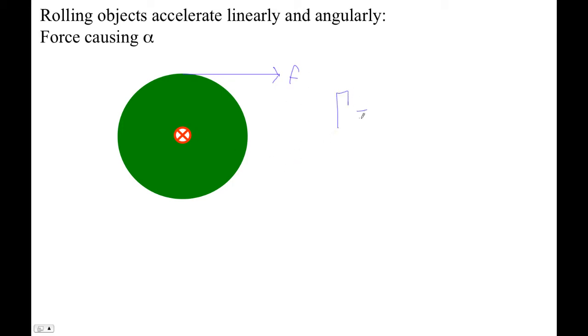We know that torque is I alpha. We also know that torque is whatever that force is you're exerting times whatever this radius is, so it's just R times F. Well, if torque is I alpha and torque is RF, then it must be true that RF is I alpha. And then if we want the force needed to accelerate it, force is just I alpha over R. That's the force needed at the edge to accelerate.